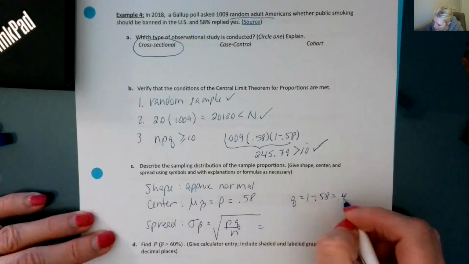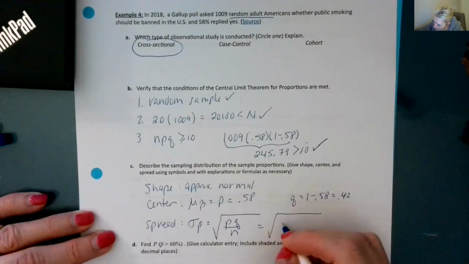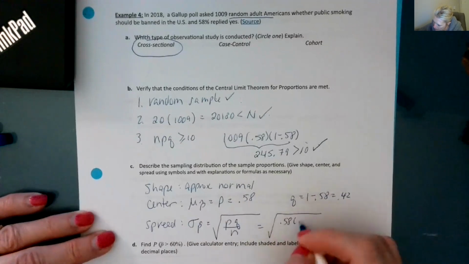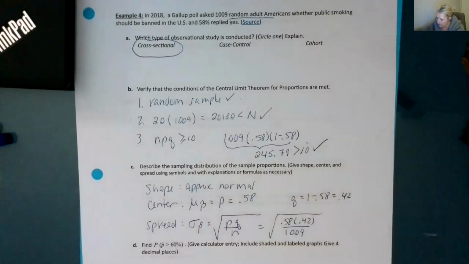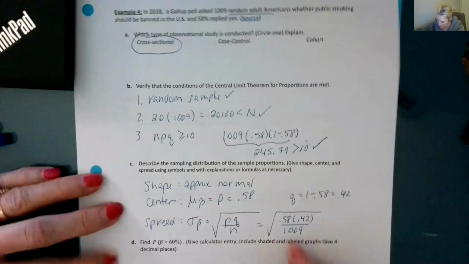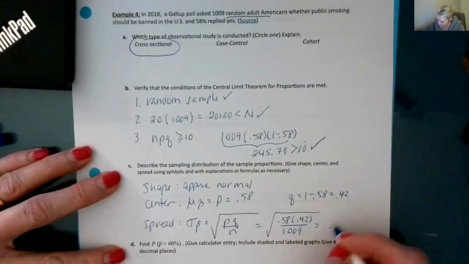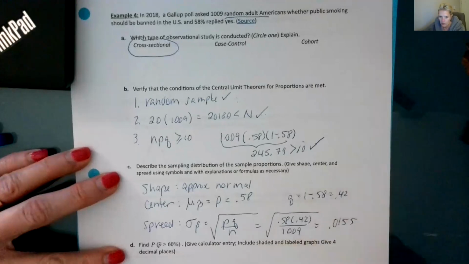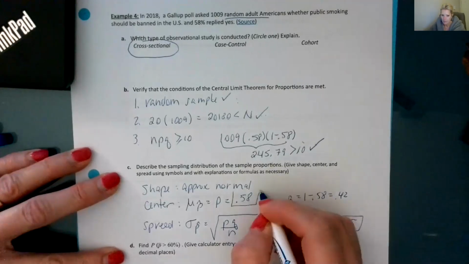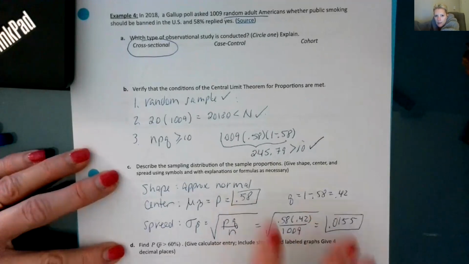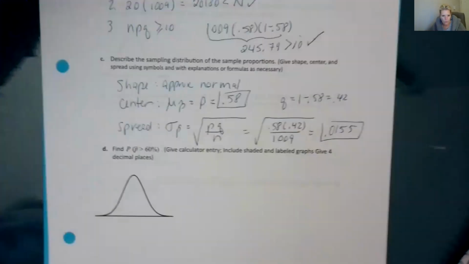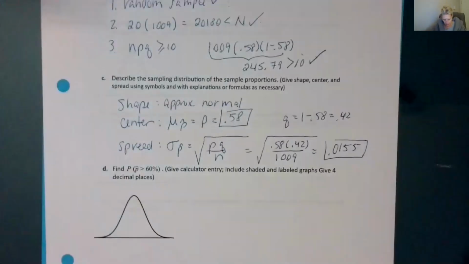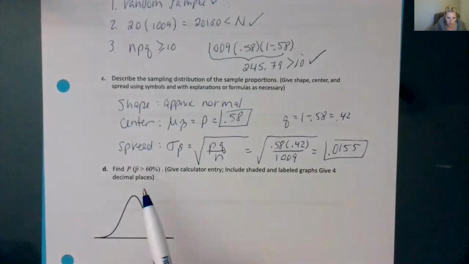So this is going to be the square root of 0.58 times 0.42 divided by 1009. Make sure you're putting that whole thing under the square root and validate that you get 0.0155. These are what we're using in StatCrunch. Okay? Make sure you've got those down. So part D says, find the probability that your sampling proportion of Americans that said they want to ban smoking is bigger than 60%.